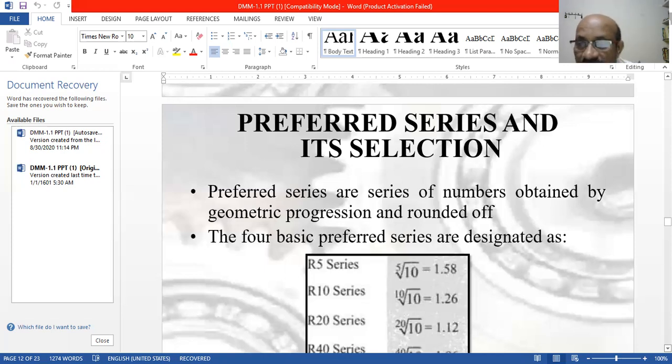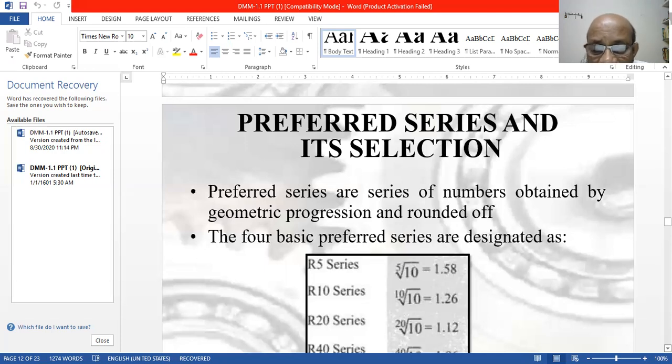It has a common ratio of the factors. What are the common ratio factors? We designate different preferred series. There are four series. One is the fifth root of 10, which we call the R5 series.